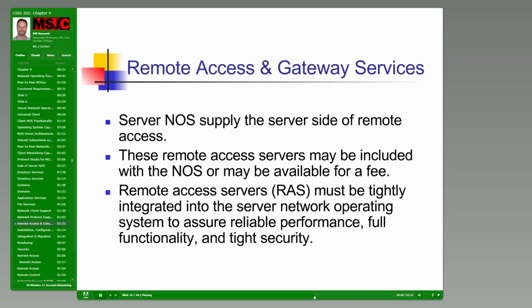As the slide says here, the remote access service might be part of the network operating system, as it is in the Microsoft server network operating system. And in some environments, some operating systems, it's not included, and so you buy it as a separate component and you install it just like you would install any other application on a computer. So RAS, remote access servers, have to be tightly integrated into the server network operating system to assure reliable performance, full functionality, and tight security.